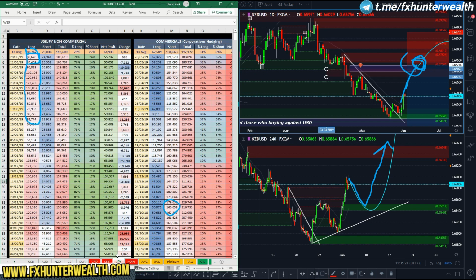Then I'm going to check the JPY. So this is the Japanese yen. Right now, what do we see? We see that the banks were pretty heavily long on the USD/JPY, and for the last 6 weeks, we can see they reduced their long positions from 122 to 80.